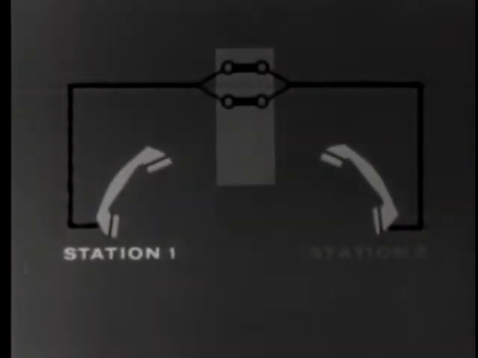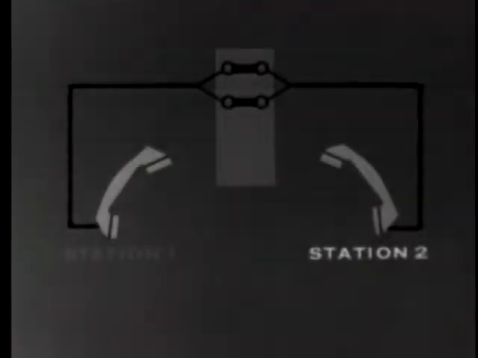Actually, our line forms a closed circuit through terminating points, connecting 2 stations on a point-to-point line. Before station 1 can talk to station 2, he must signal for his attention. The telephone generator is used for this purpose. Let's see how the generator employs the principle of magnetic induction in the creation of voltage to operate a suitable signaling device.